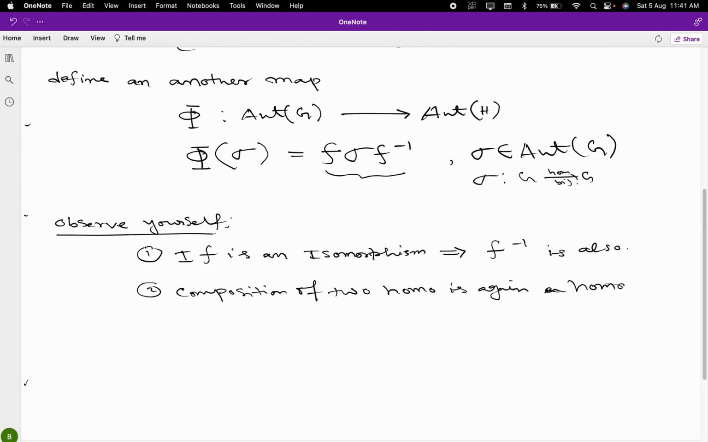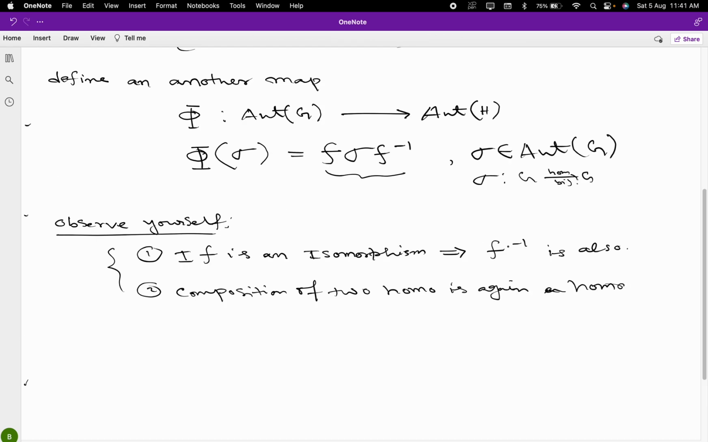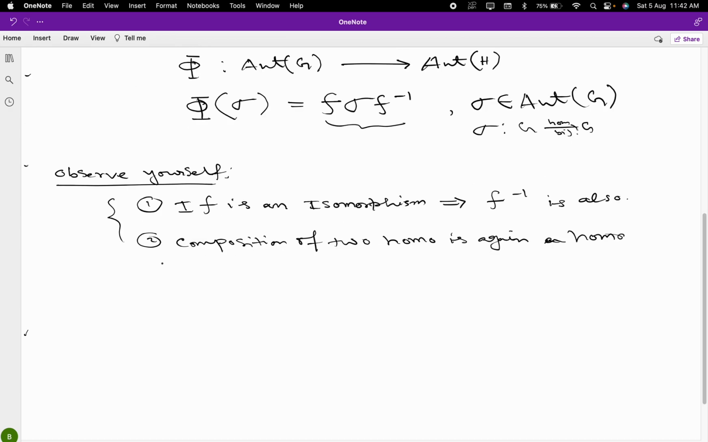Okay, these two things you observe yourself. If you don't get it, you just write the comment. I will make a precise video based on these two. So the point is that the composition of two homomorphisms is again a homomorphism. So can you see that if you get these two, sigma and F inverse, then you will definitely get why this lies inside Aut(H), and why this phi map is actually well defined, a map from Aut(G) to Aut(H).